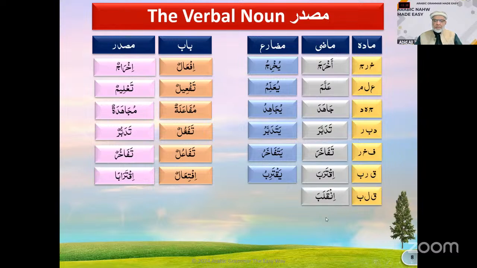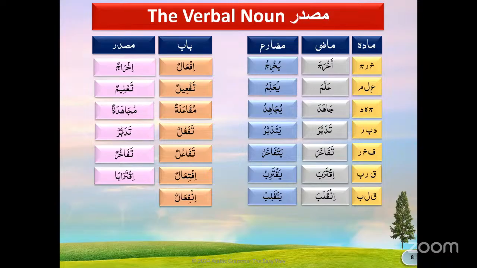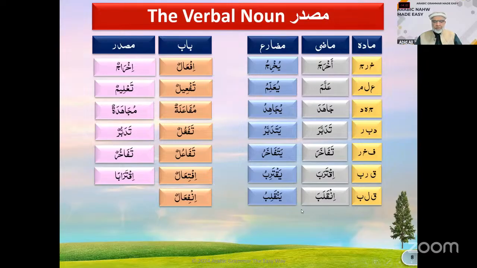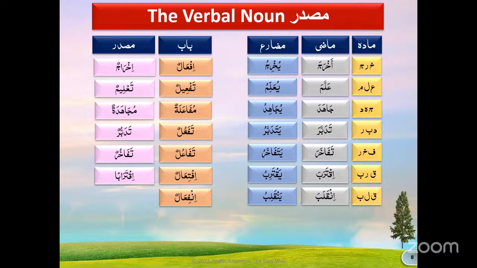Your Madi looks like inqalaba. Muḍāri looks like yanqalibu. The Bab is infi'ālun. So the Maṣdar is? Infial. Okay, so you replace the fa with the qaf, the ain with the iqlabun, lam, and lam with the ba. It has something to do with revolution. Let's put it this way: inqilabun. Mashallah, you got it.